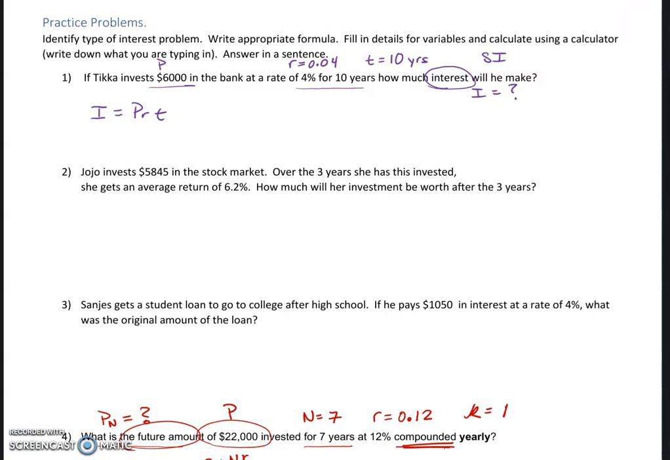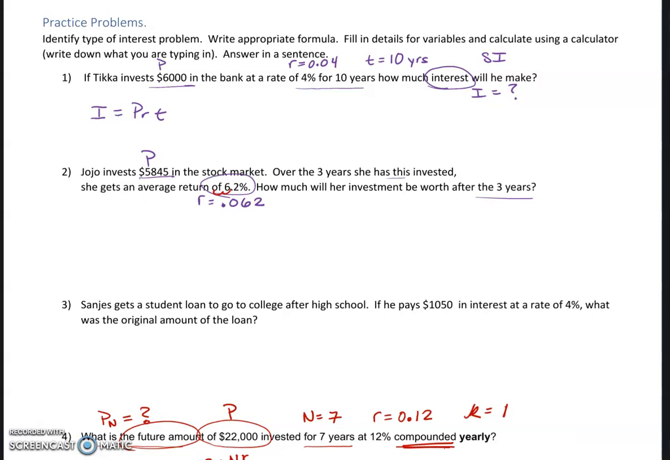Jojo invests $5,845 in the stock market over 3 years. She has this invested. She gets an average return of 6.2%. How much will her investment be worth after the 3 years? Okay, so this is our principal, the $5,845. The rate is 0.6. Sorry, let's rewrite that. 0.062. I'm going to move 2 places left.